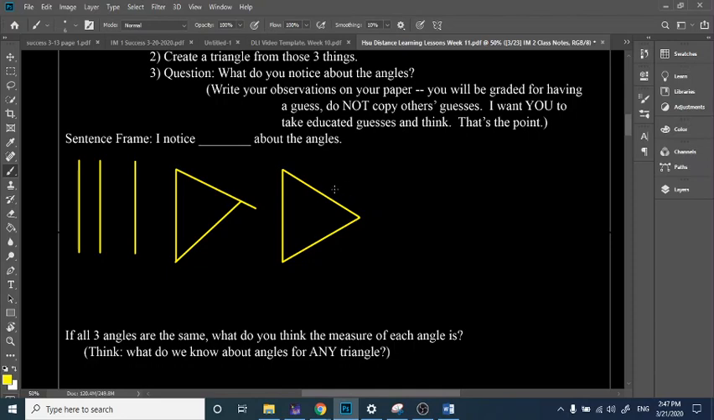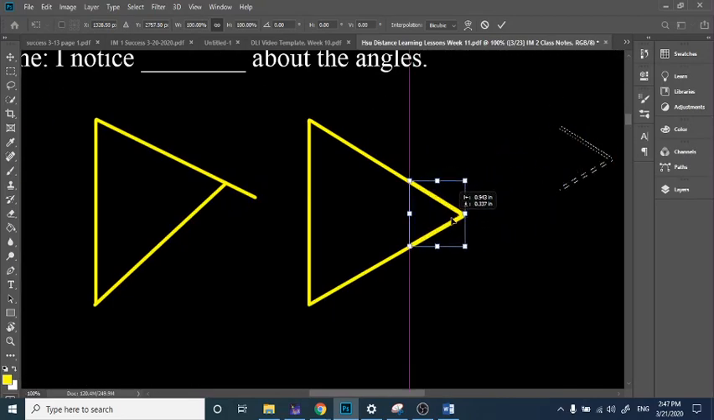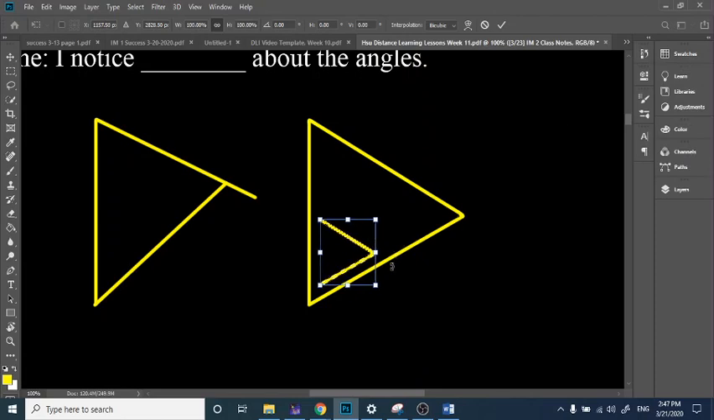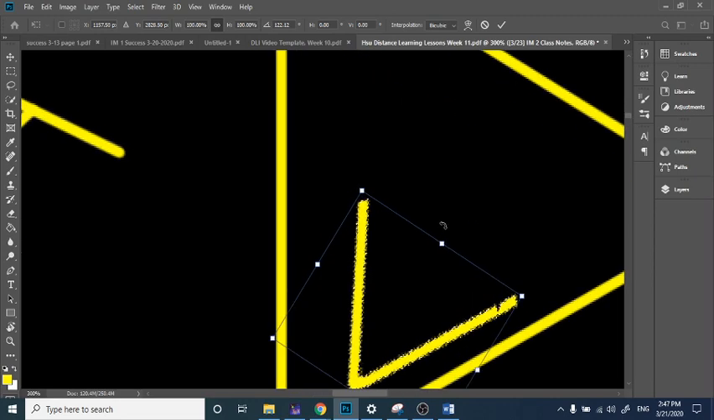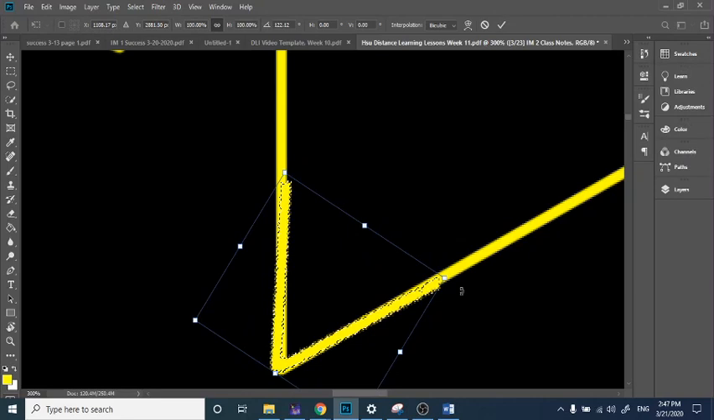So something you might notice is the angles look pretty much the same. So let's check that out. Let's move this thing around and see, does that match? Obviously it matches here because that's where I got it from, but if we were to put it there, is it the same angle? Yeah, that matches exactly the same.